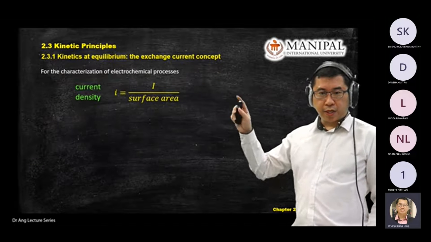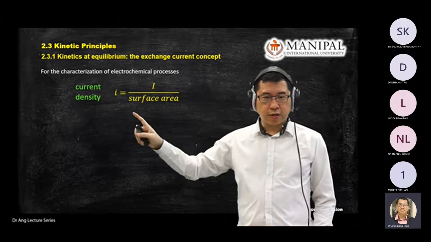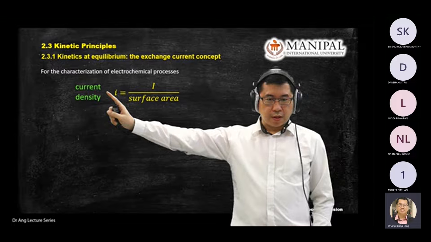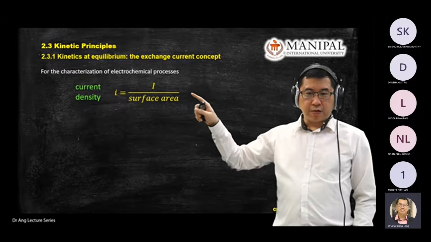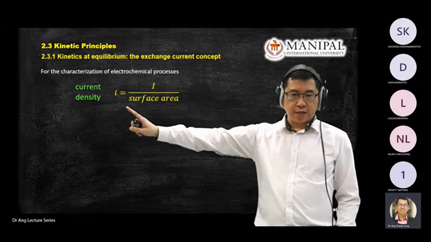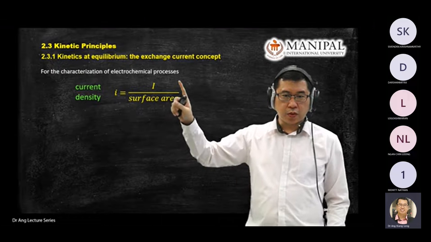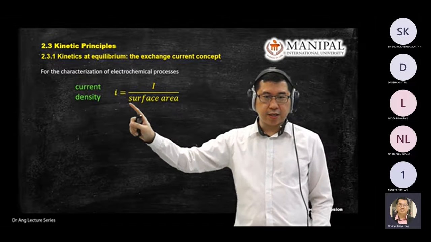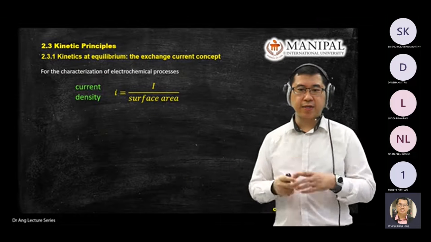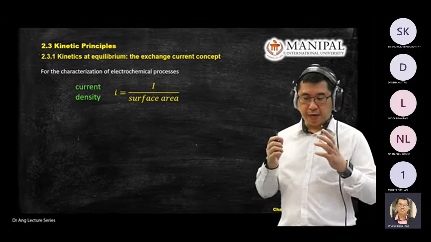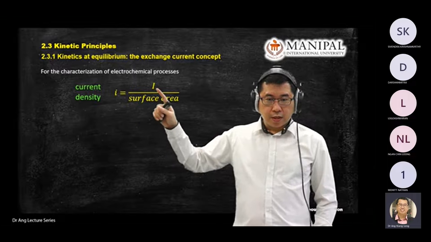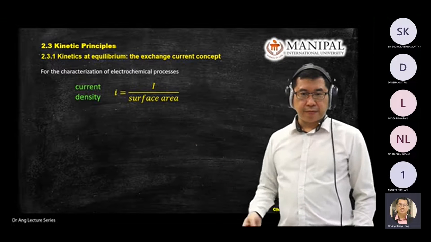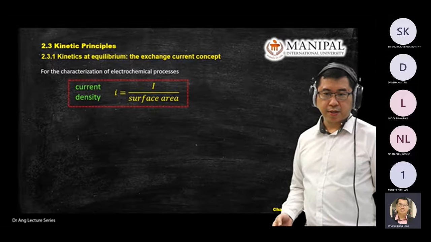Okay, so this will be the third equation for today. We will look into the application of this one next lecture. So i equals to, this is the current density, meaning how packed is the current. You take the current divided by the surface area, and you get current density.